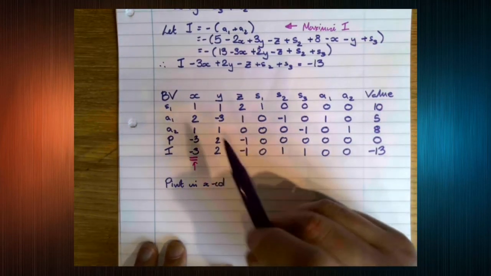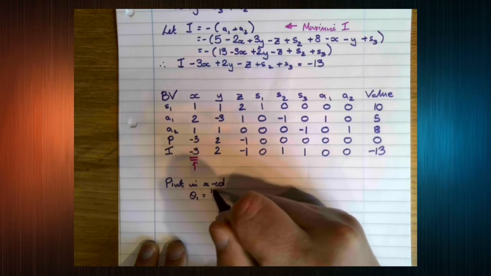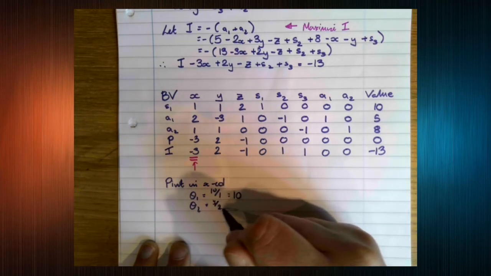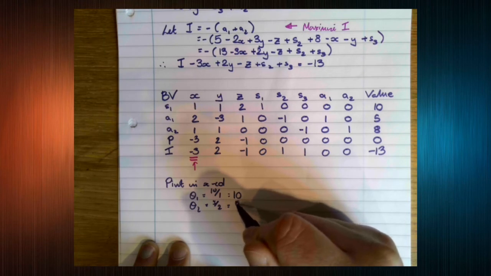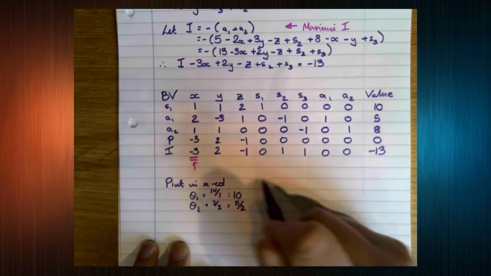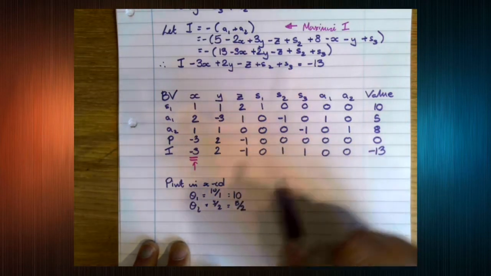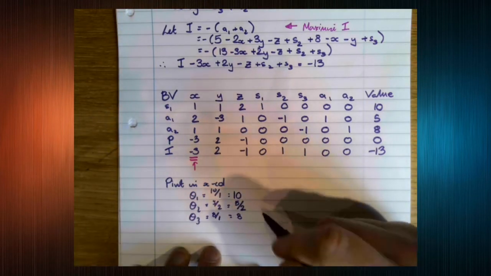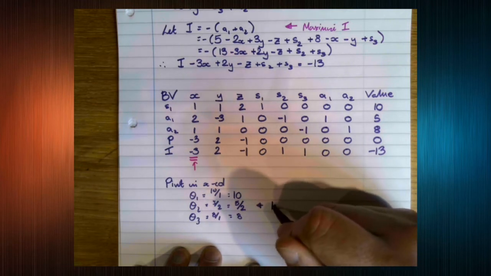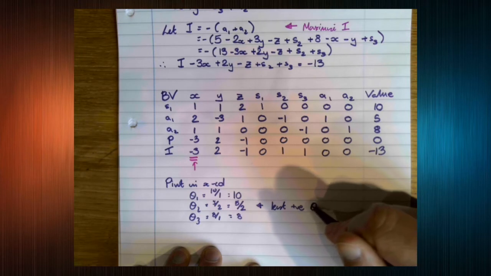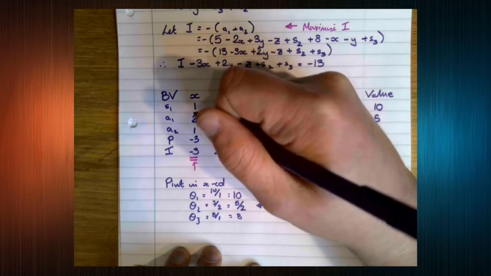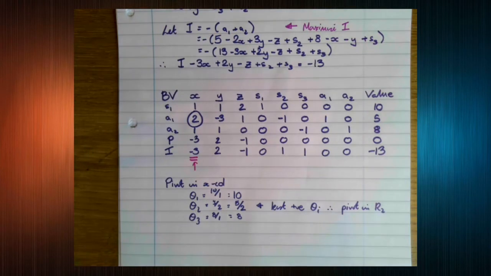So we're going to do theta 1, 10 over 1, which is 10. Theta 2, 5 over 2, which is less than 10. Now, as I said before, I like to keep fractions in, particularly when doing two-stage, because things get real messy. Then theta 3 is 8 over 1, which is 8, which is not less than 5 over 2. So here, this is the least positive theta value. So the pivot is in row 2. And then we circle it to tell us that.